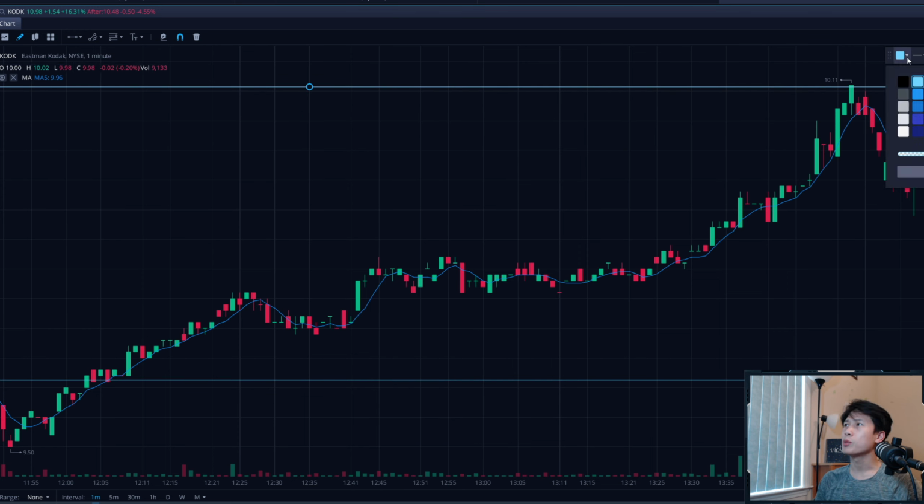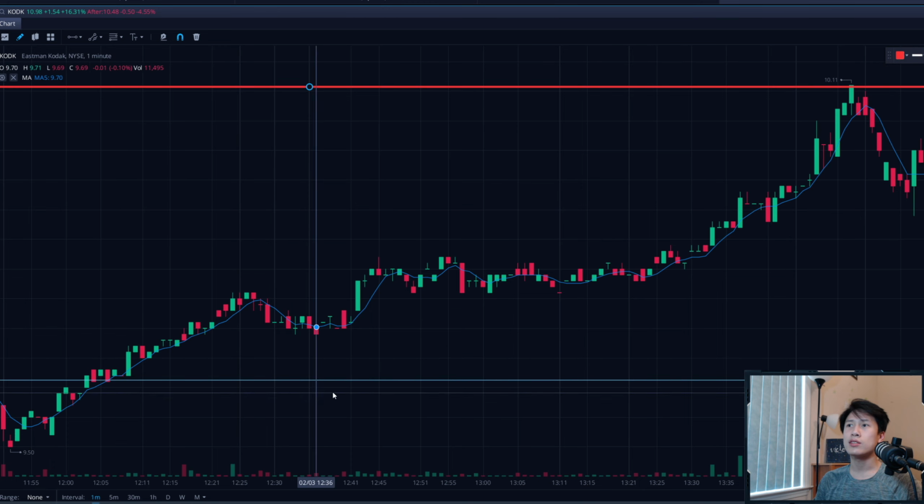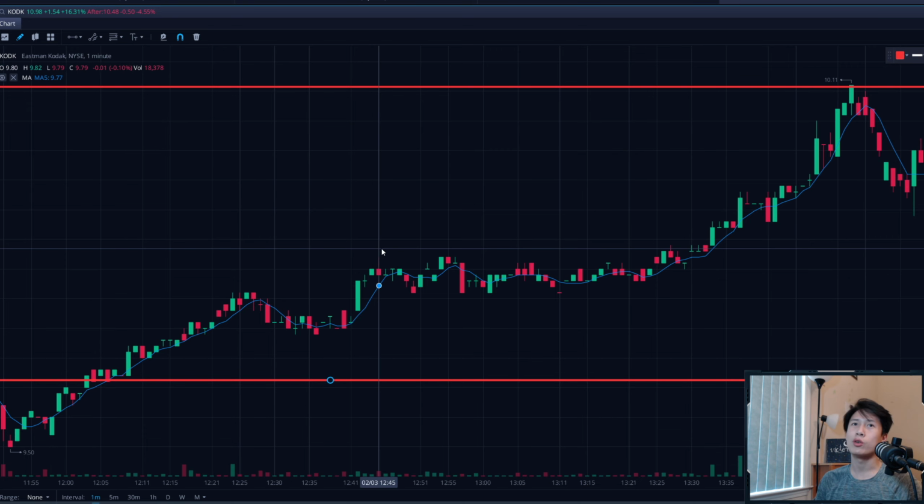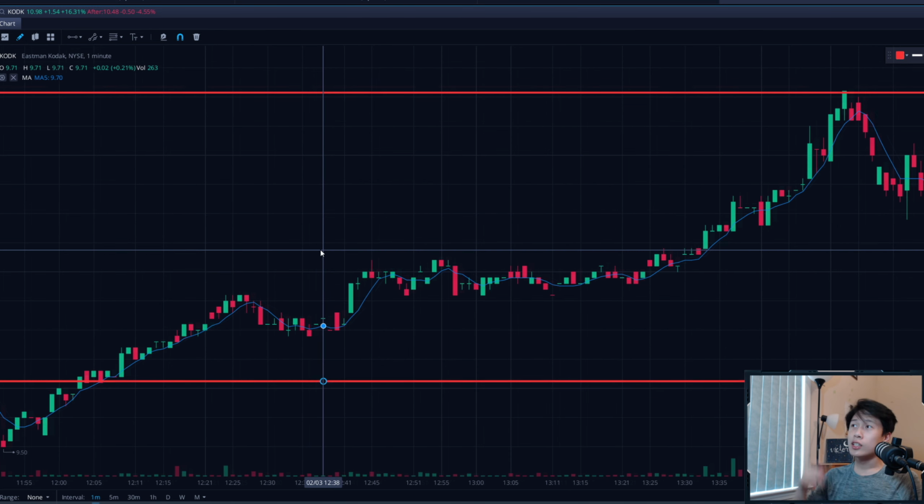It's a little hard to see. Let me change the colors to make it red and make them big lines. If you're curious how I'm doing these lines, let me know. I can totally do a video on that. So this is an example of a take profit and stop loss order. Now you notice how it's parallel but horizontal.